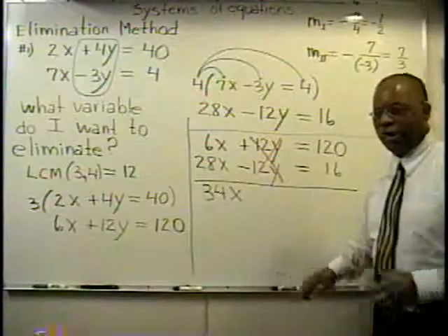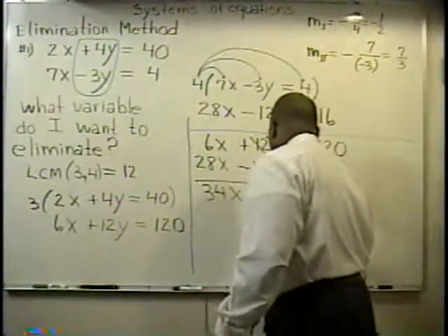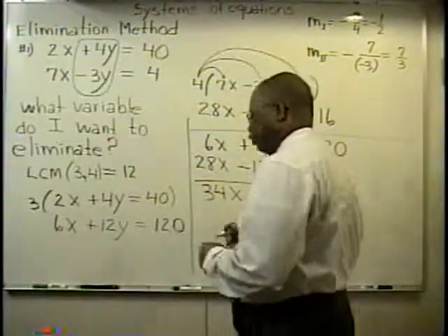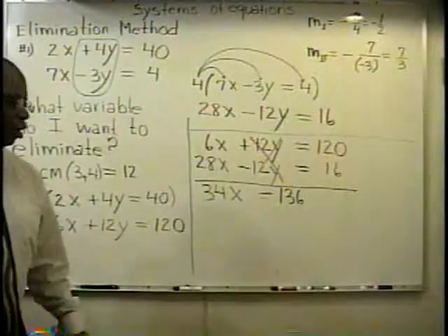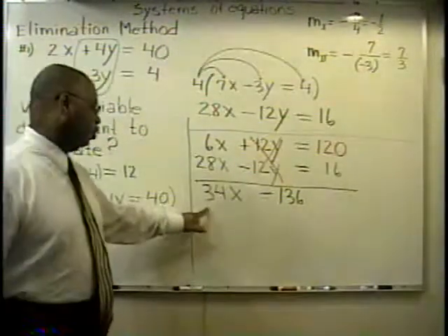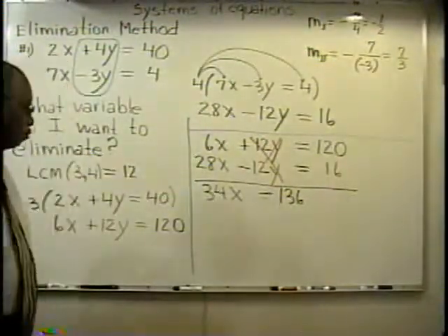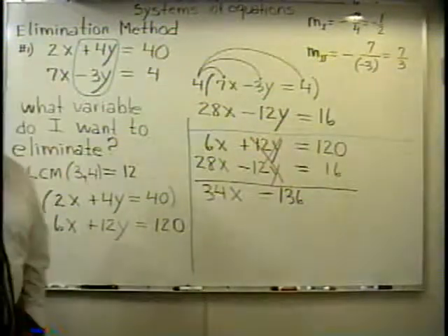And now, over here, we end up with 120 plus 16. That is now equal to 136. So far, we have 136. 34x is equal to 136. Cool. That's going to work.